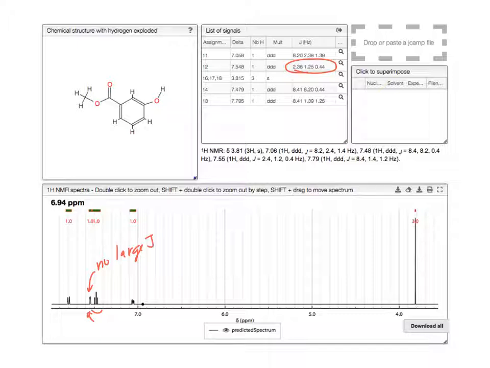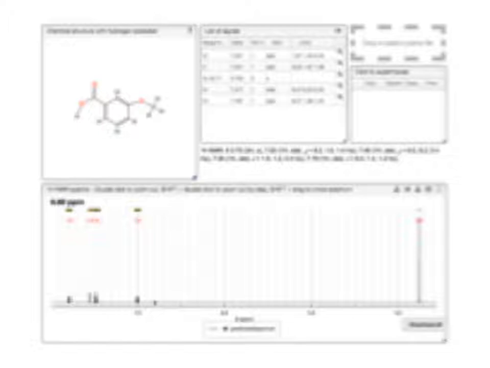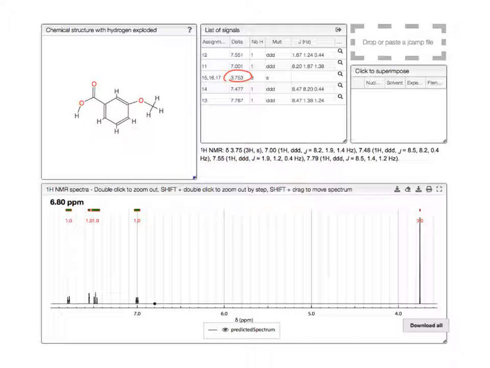What if we switched it to the carboxylic acid and the methyl ester? Do you think it's going to change very much? There might be a shift in the singlet for the methoxy. All right, so let's see. This one's at 3.8, and in the software this one is now at 3.75. So not much difference, right?